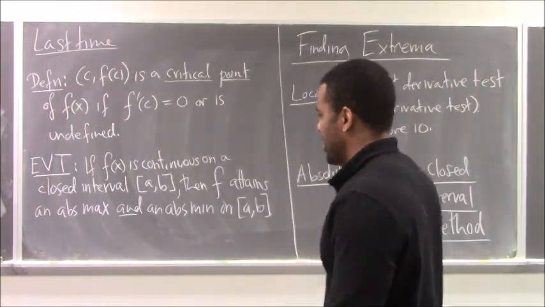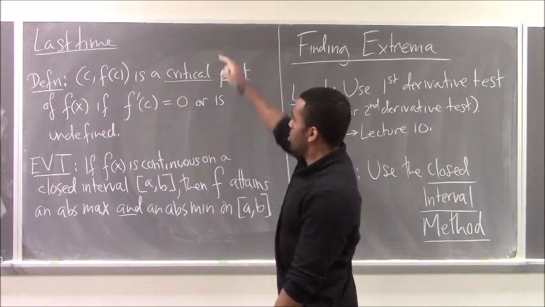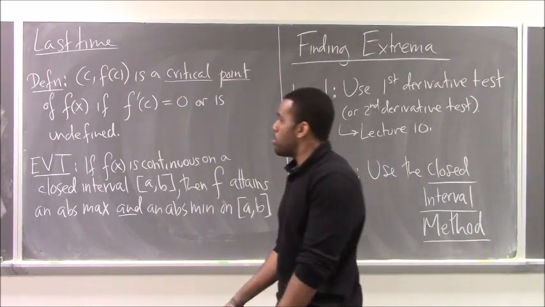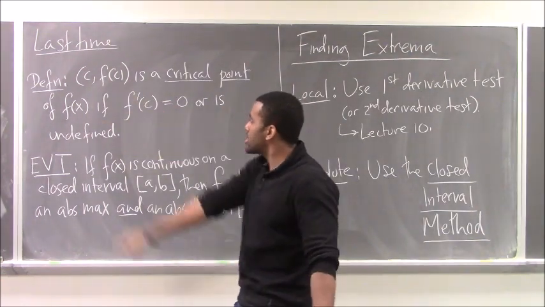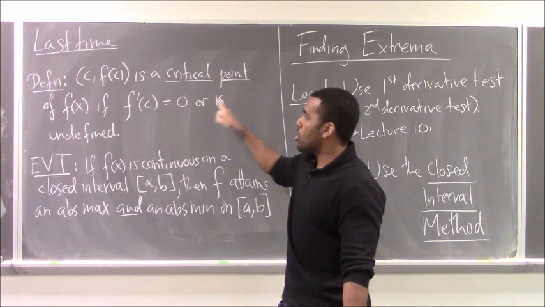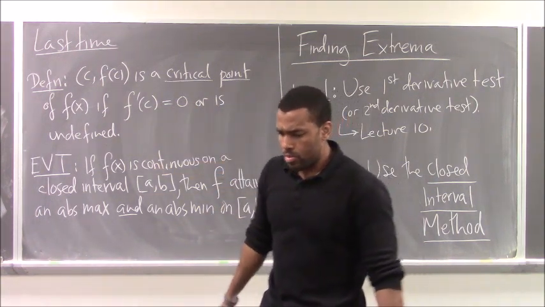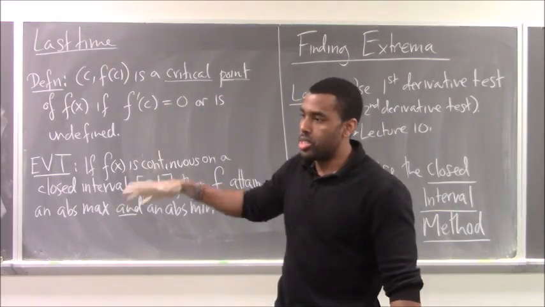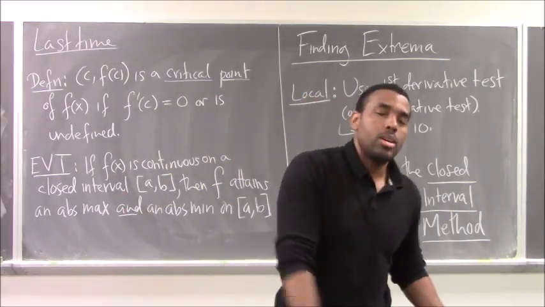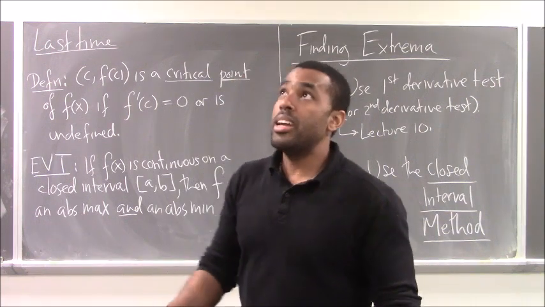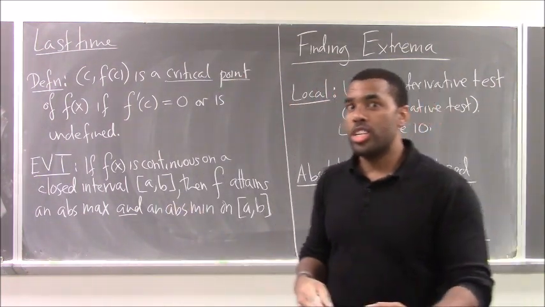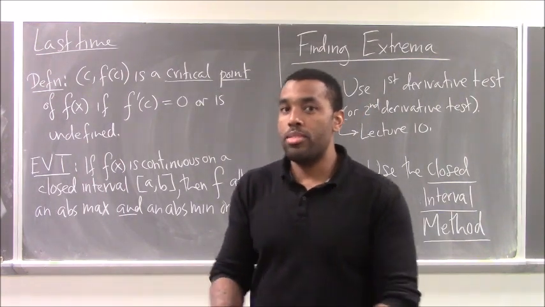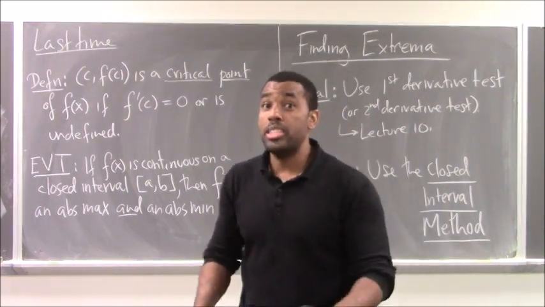Jump into it. Last time we introduced the idea of a critical point. I just want to remind you this is simply a point on the function f of x where the derivative is 0 or is undefined. The reason why these points were considered critical to us is because we had something called Fermat's theorem last time that basically said that if you have a function attaining a maximum or a minimum at some point and the derivative exists, then the derivative must be 0.